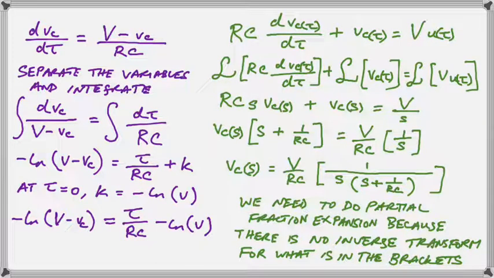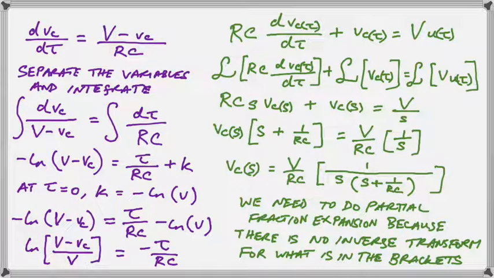Now we consider what happens at t equals 0. This is why it's so important. At t equals 0, the value of k is going to be minus ln V, because the Vc is actually 0 as well, as per our initial condition. So finally we substitute that, we rearrange it, and we have the expression shown at the bottom on the left.